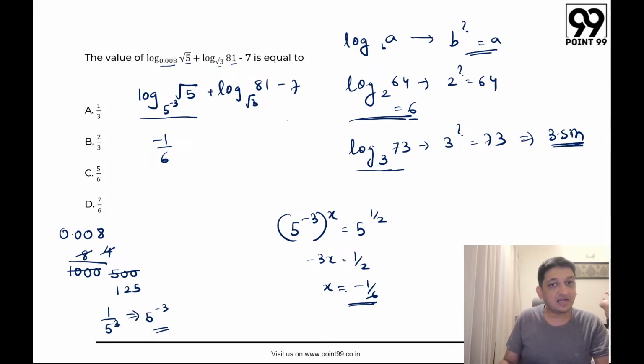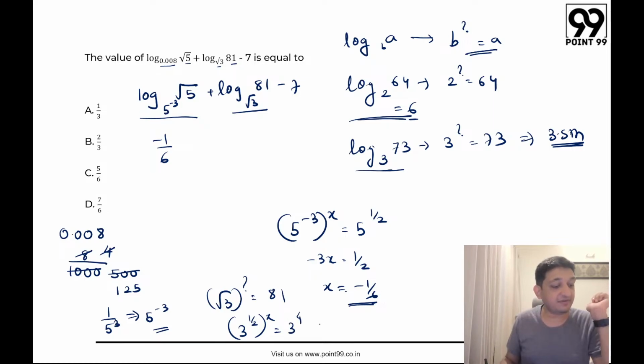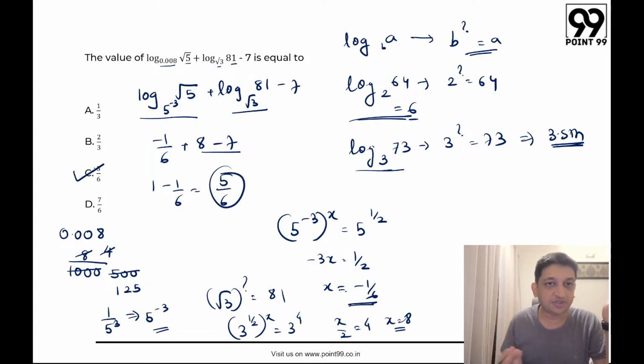As simple as that. अगर यहां पे मैं देखता हूं, again look at the same example, √3 raised to what gives me 81. So 3 raised to half raised to again x, let's say for example, gives me 3 raised to 4, that is 81. तो क्या होगा यहाँ पे? x by 2 will be equal to 4 और x will be equal to 8. तो यहाँ पे x equal to 8 मिल जाता है, तो ये पूरे expression का value becomes 8. So plus 8 minus 7. So what will this be? 8 minus 7 is 1. 1 minus 1 by 6 will give you the answer as 5 by 6. So the correct answer here is option C.